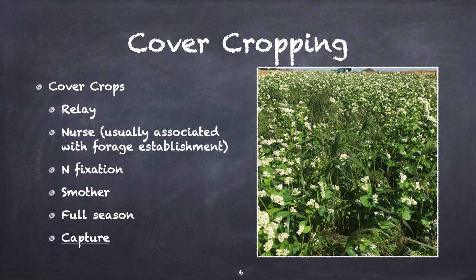There's a nurse cover crop, and that's usually associated with forage establishment. So you're going to grow a crop that will grow above that other crop, where once again, similar to the relay cover crop, you'll harvest that nurse crop with the intent that the stuff underneath is going to continue to grow. We can have nitrogen fixation crops, so green manure crop. We can have smother crops where we're growing something so it grows nice and thick so it suppresses the weeds.